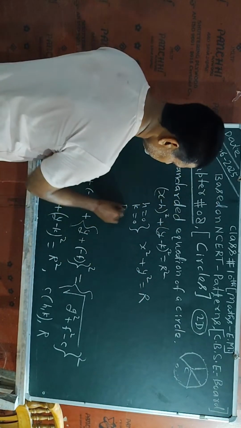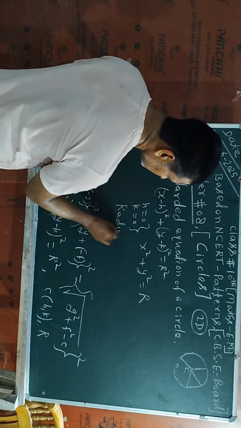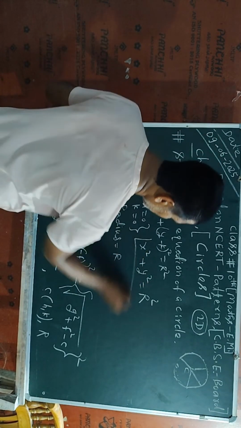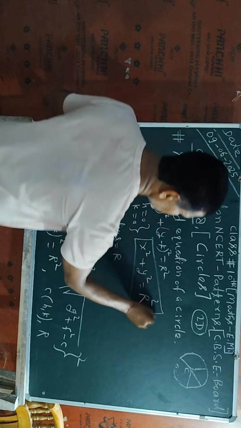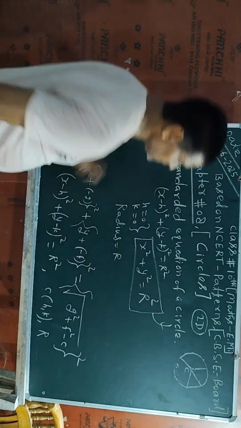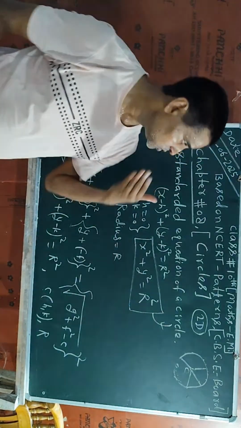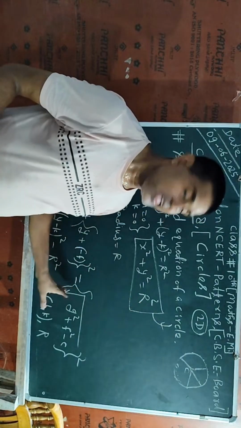Its radius will be r. Here the radius will be r. This is the standard equation of the circle. So I have explained the theoretical meaning here.